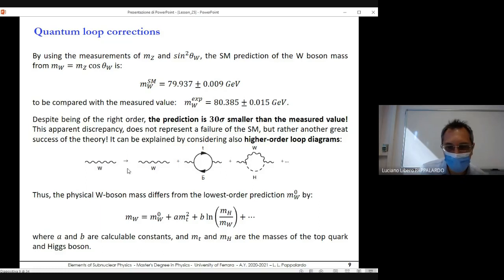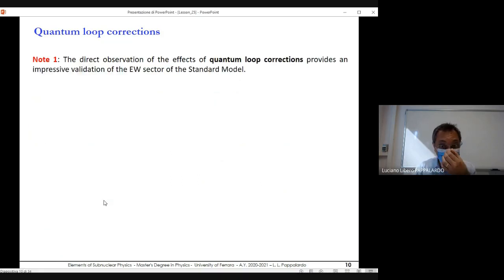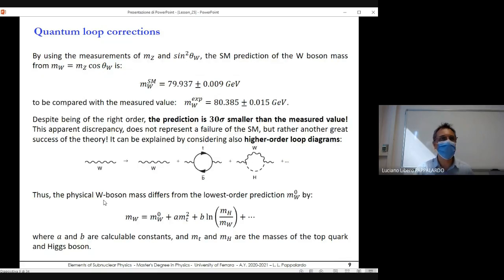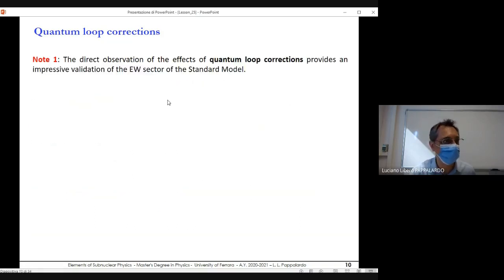Now, it turns out that if you take into account all these, the lowest order of these loop corrections, the mass of the W is the mass of the bare W plus a correction which is quadratic in the mass of the top quark, and a correction which is logarithmic in the mass of the Higgs boson, plus higher order contributions. So you have to calculate all these terms in order to provide a prediction which is comparable with experimental data. A and B here are calculable constants. So the direct observation of the effects of quantum corrections provides an impressive validation of the electroweak sector. It is, of course, very good news that the experimental value is different from the bare value, because we have to take into account these corrections. So this is indeed an impressive validation of the standard model.